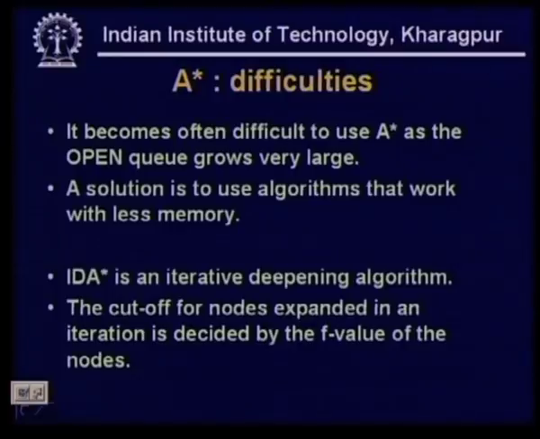So, A star, as we have seen, tries to improve upon general breadth first search by using this heuristic function to restrict the number of nodes being expanded. However, this restriction is not good enough because the complexity of A star is still exponential. If we get a better heuristic function, then the number of node expansions can become less. So, A star still can take a lot of time on a reasonably large problem.